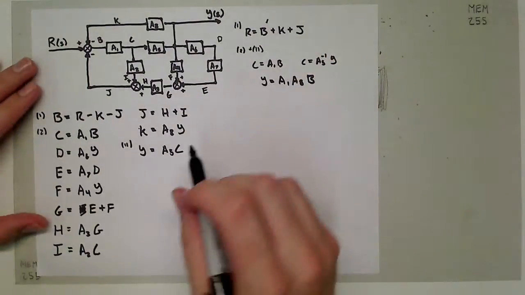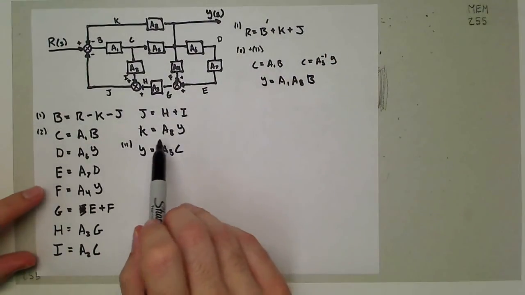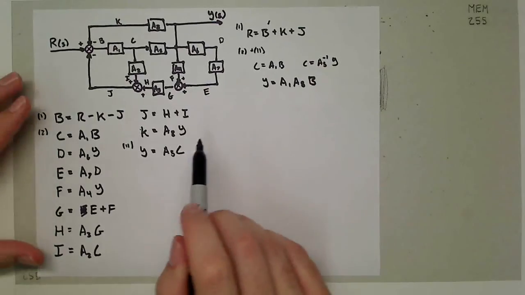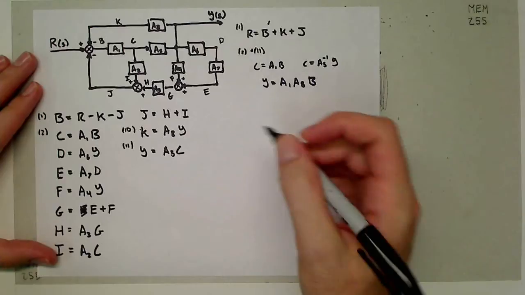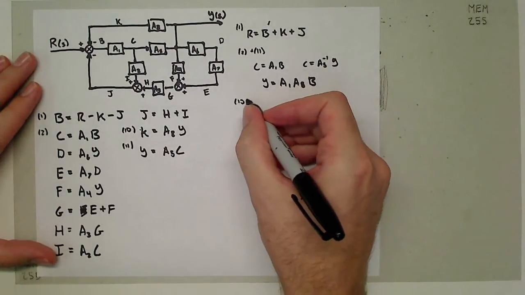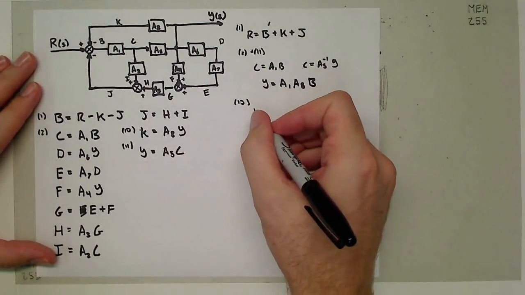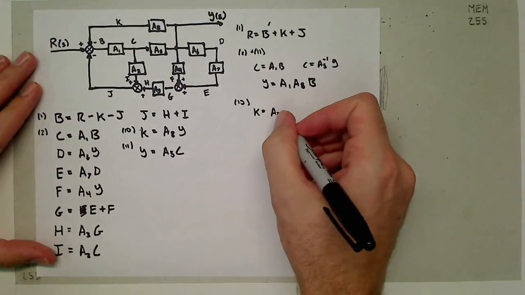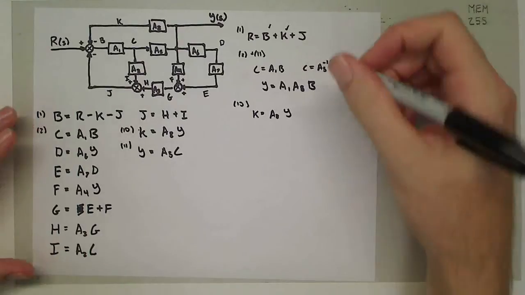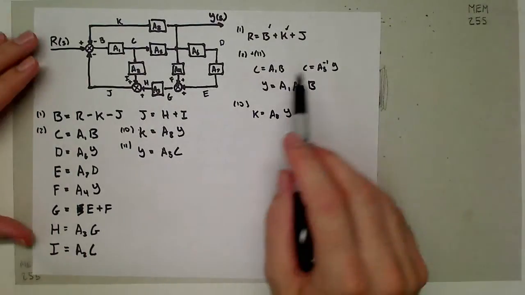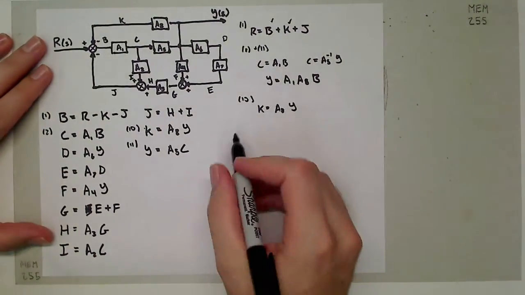So now I need a relationship for K. Looking for K, I know that K is simply equal to A8Y. Great. So using equation 10, that gives me K is equal to A8Y. Great. So now I have an equation for B and an equation for K, and now I need to pull out an equation for J. J is a little bit more complicated, but we'll work it out.